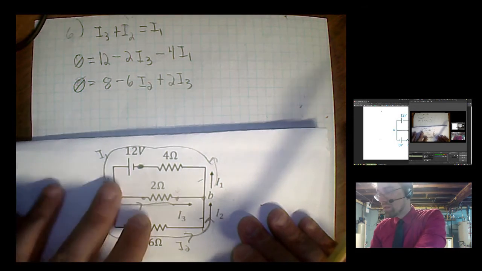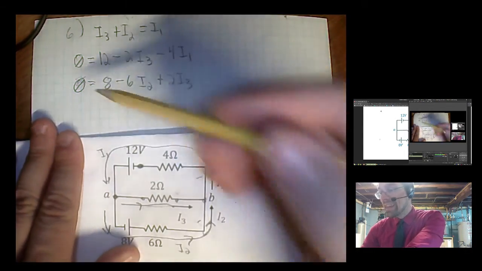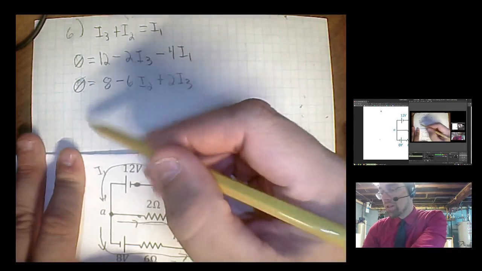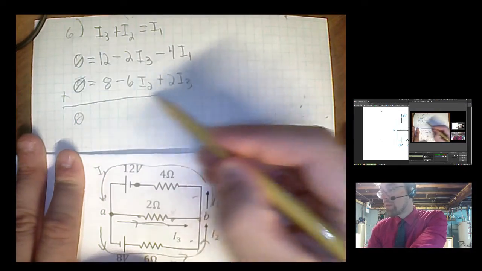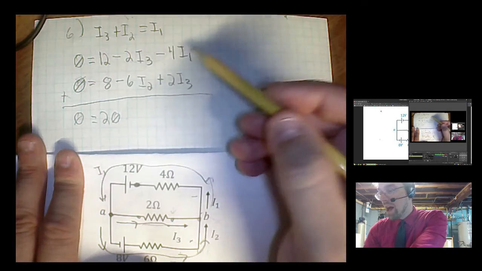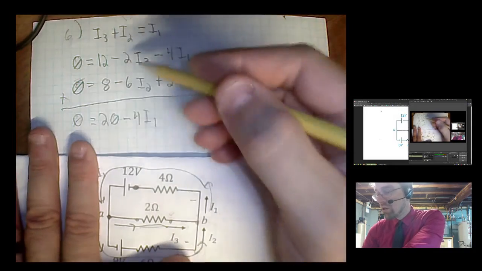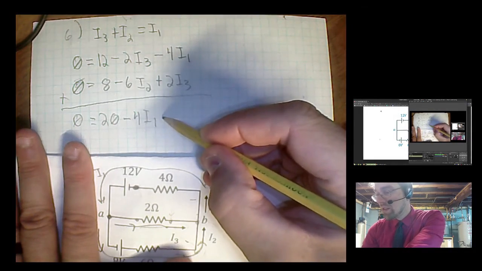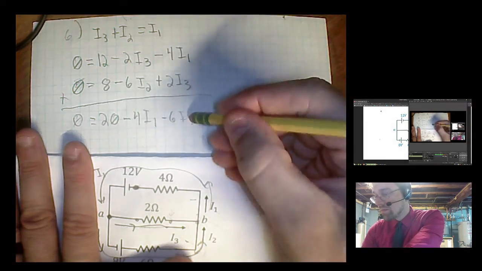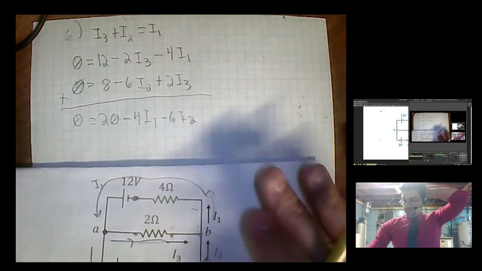All right, something comes to mind here. I notice I see negative 2 I3 and positive 2 I3. So if I add these, I'll eliminate something. Let's do 0 plus 0 is 0. 12 plus 8 is 20. The I1 terms, the I2 terms, 0 plus negative 6 is negative 6. Oh, except that was I2. And the I3 terms, negative 2 plus positive 2 cancels.